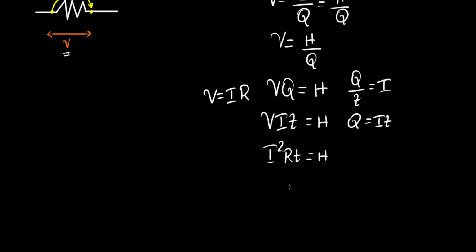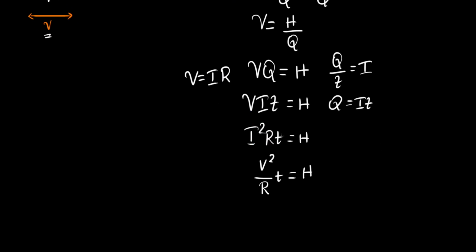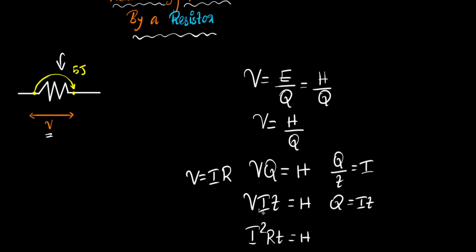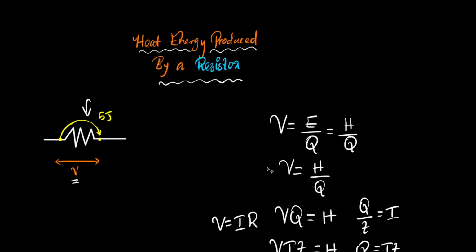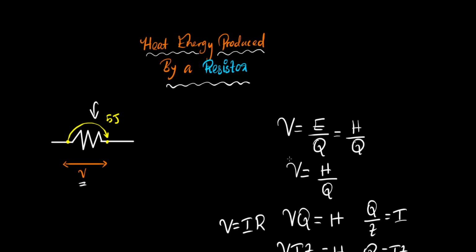Similarly, using Ohm's law, we can write this formula as V squared by R times T equals the heat energy produced. With these relationships, you can find the heat energy produced, and they are helpful for solving problems about how much heat energy is produced by a resistor. By knowing resistance, time, and current, you can find it. So that's all for heat energy produced by a resistor. Such a simple topic. See you soon. Bye.